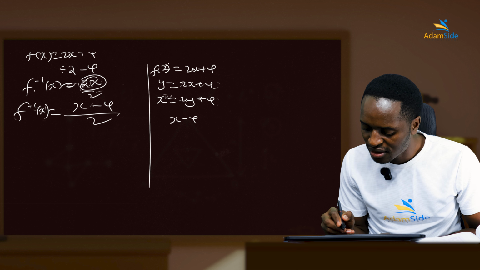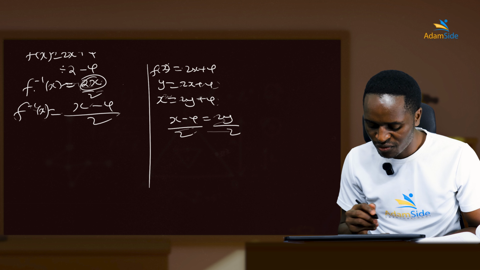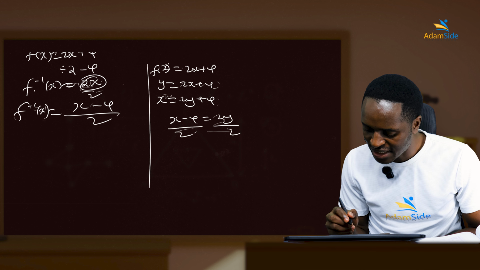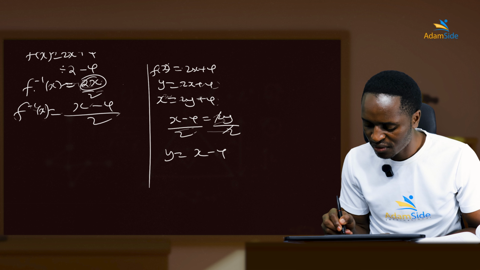And then you have 2y. So divide everything by 2. If you divide everything by 2, what do you get? You say y is x minus 4 divided by 2.